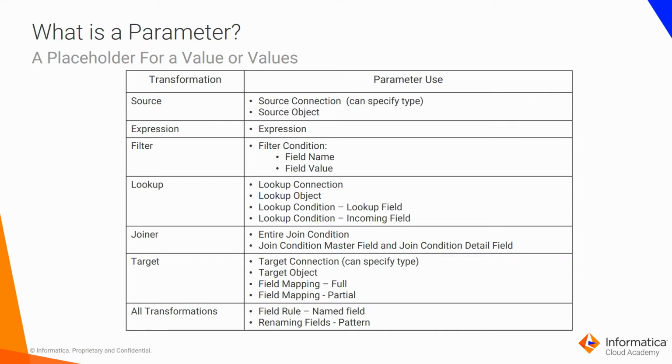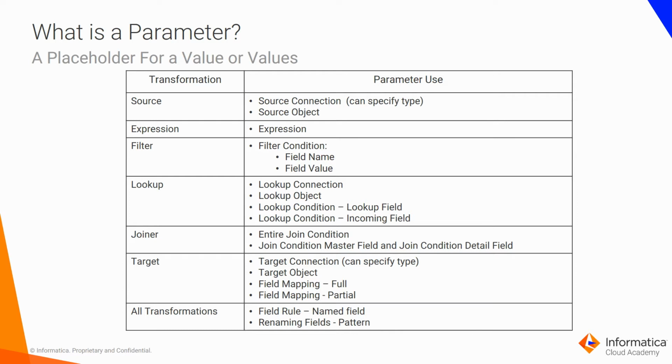For a source transformation, you can parameterize the source connection. You can also limit the connection type for the parameter or allow any connection type. In the task, you select the connection to use. You can also parameterize the source object. Then in the task, you select the source object to use.